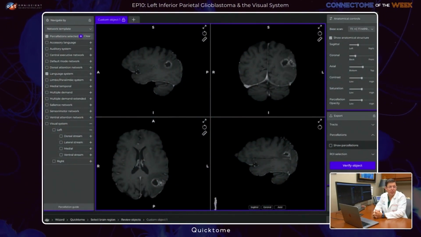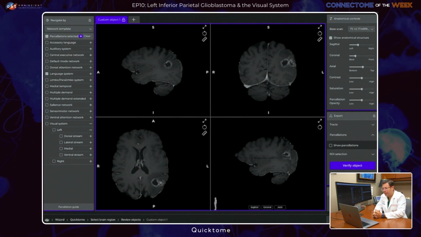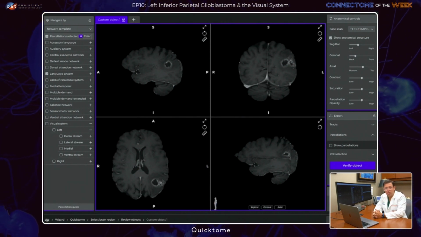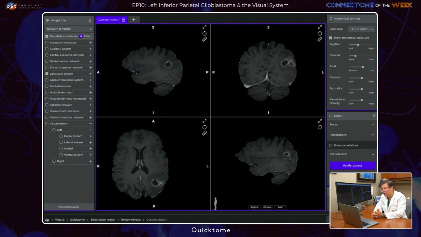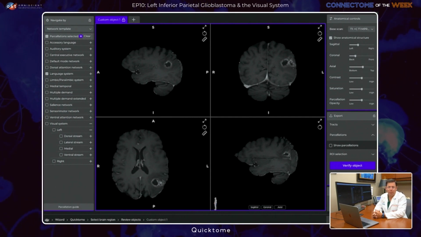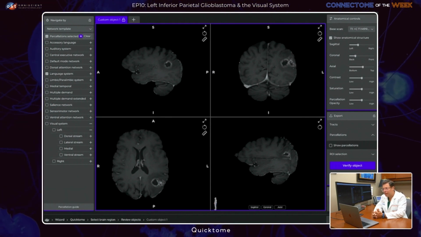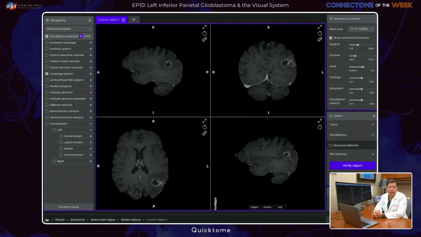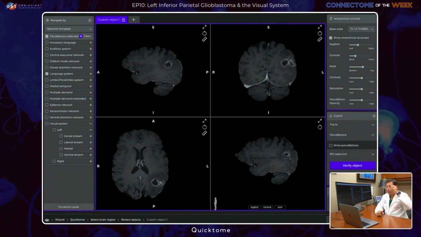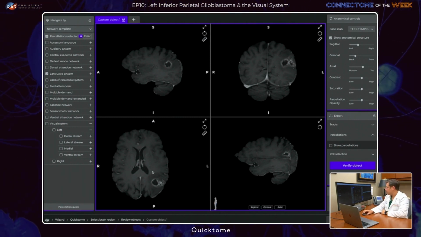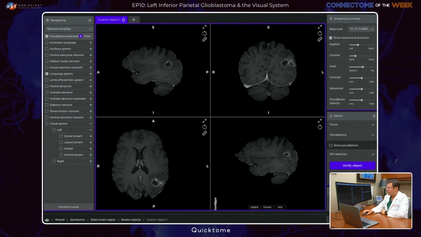I'm one of the neurosurgeons here at the University of Miami, and I focus on brain tumors and skull-based surgery. This week, for the Connectome of the Week, we'll be focusing on a patient of ours who has a lesion in the inferior parietal lobe on the left side. This is an 80-year-old gentleman who presents with some transient aphasia that improved after steroids, and at the time of surgery, he had very minimal symptoms.